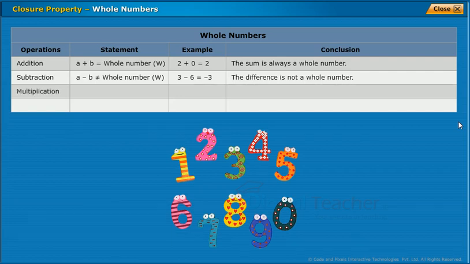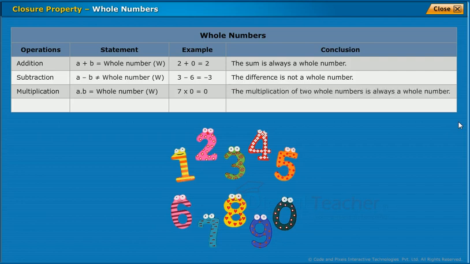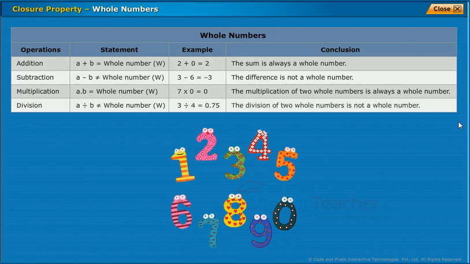Under multiplication, it states that the product of two whole numbers is again a whole number. For example, product of 7 and 0 is again 0, which is a whole number. It concludes that the multiplication of two whole numbers is always a whole number. Under division, it states that if two whole numbers are divided, the result is not a whole number. For example, 3 by 4 is equal to 0.75, which is a rational number. It concludes that the division of two whole numbers is not a whole number.